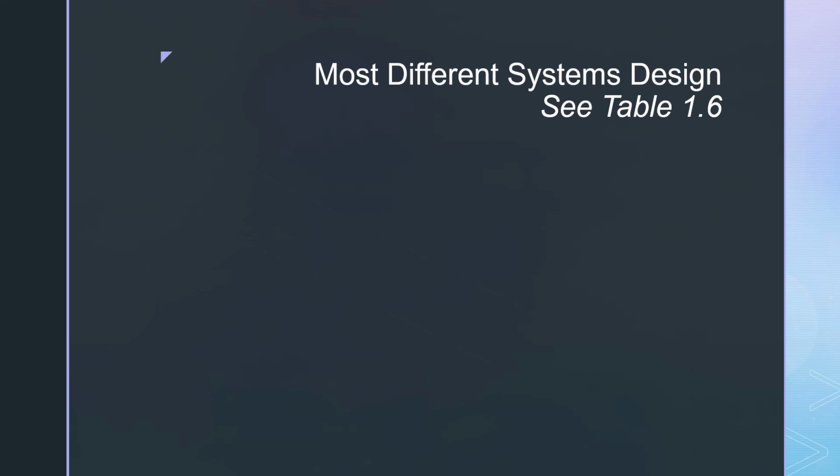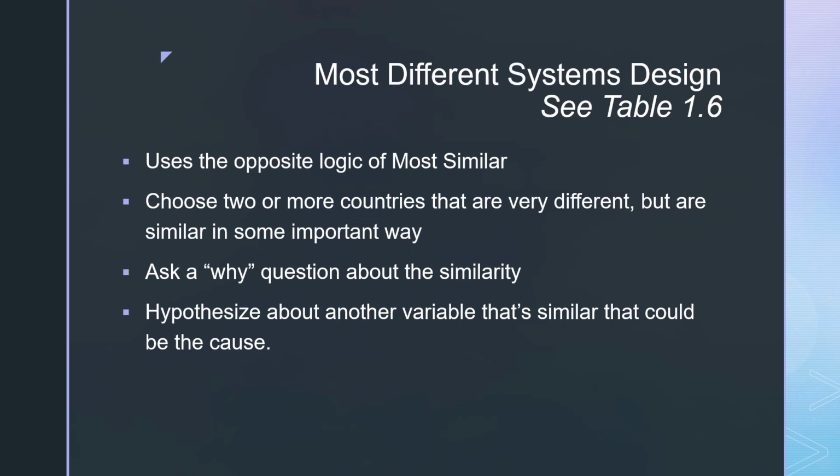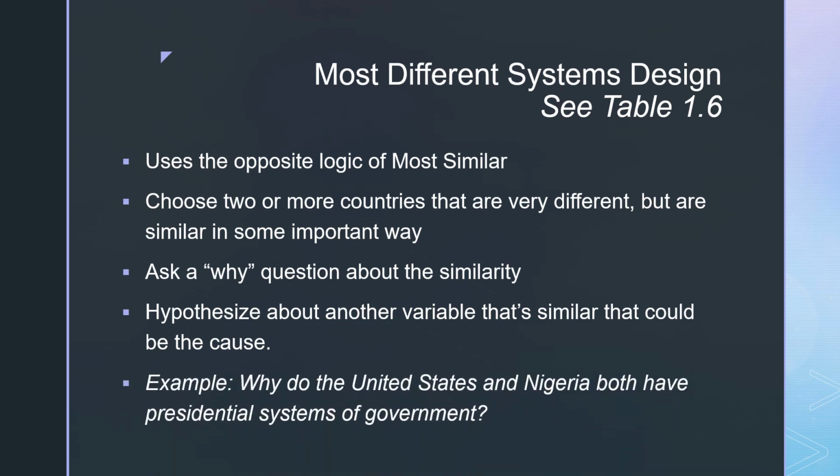The other type of small N design is the most different systems design, and this is kind of the opposite, and you'll find more of this in your textbook, and table 1.6 is also very helpful for this. It basically uses the opposite logic of the most similar systems. Here we're going to choose two or more countries that are really, really different, but are similar in some important way. And we're going to ask a why question about the similarity and hypothesize about another variable that's similar that could be the cause. So a good research question for a most different systems design would be, why do the United States and Nigeria both have presidential systems of government rather than parliamentary?